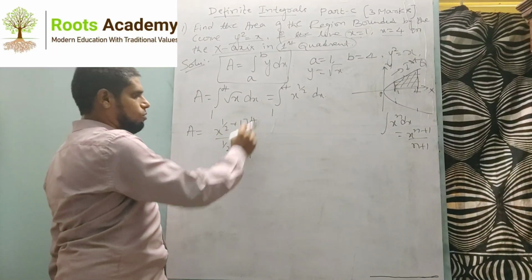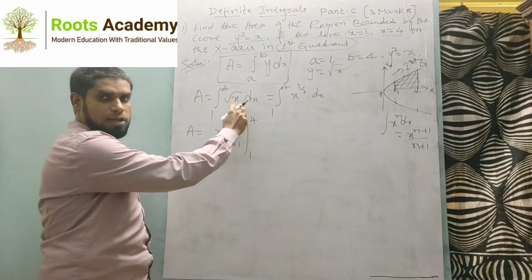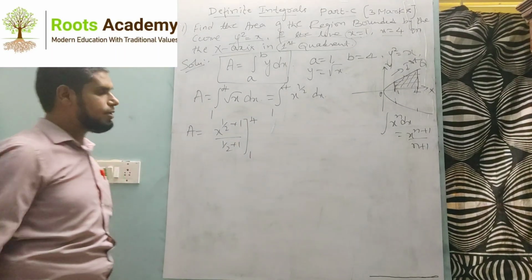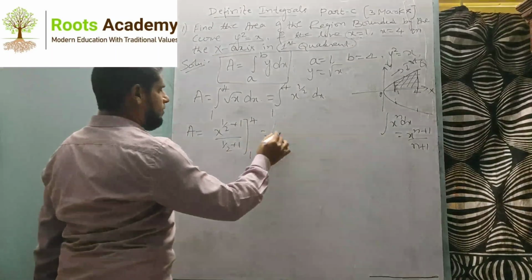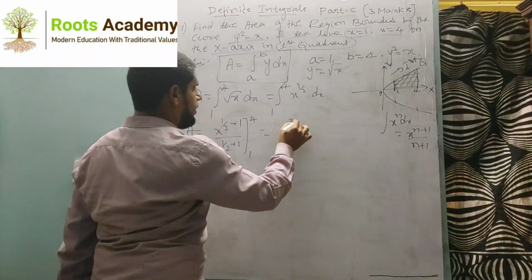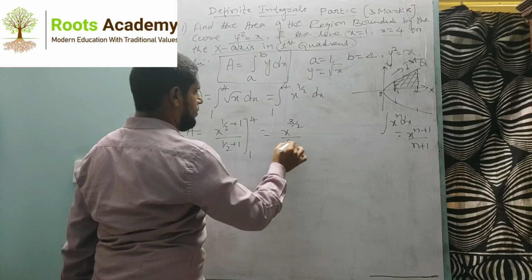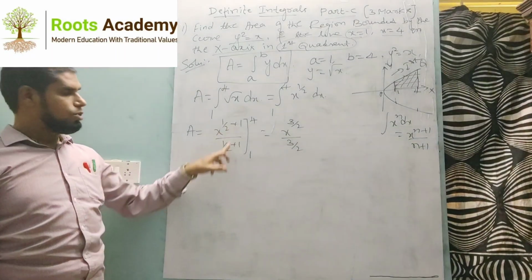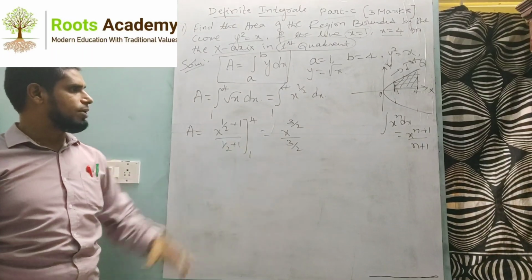Here I put it on close bracket. If you want, you can just draw a line, but you should mention the limits, lower limit and upper limit. So the next step, if I take LCM here, I will get x power 3 by 2 divided by 3 by 2, because 2 is the LCM here as well as here. 1 plus 2 is 3, 3 by 2.